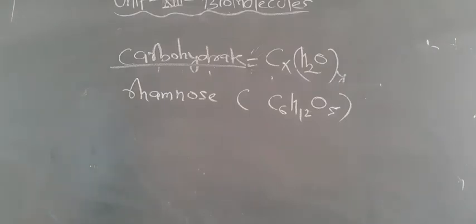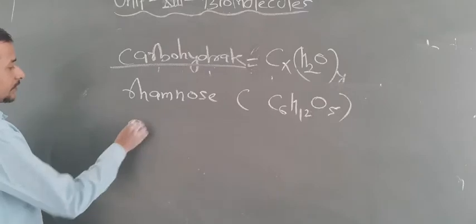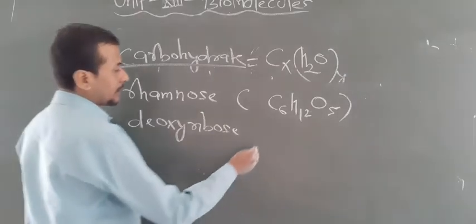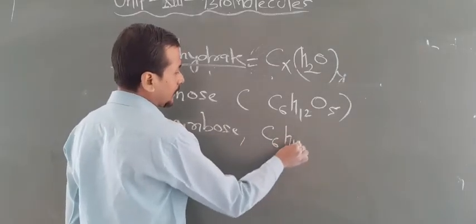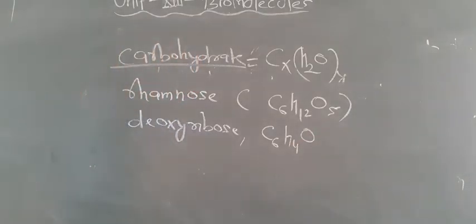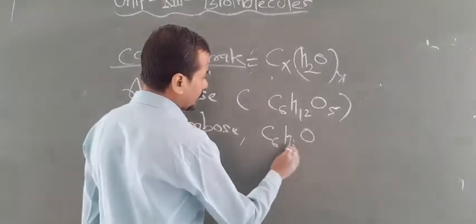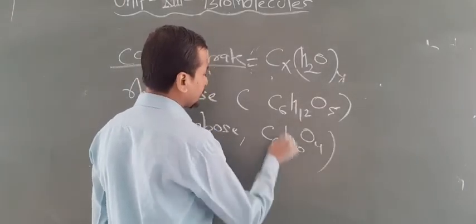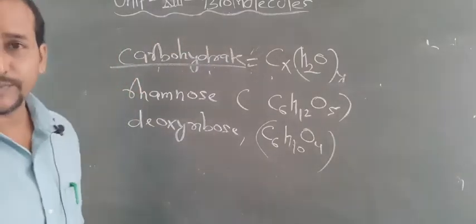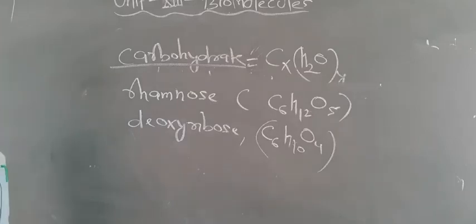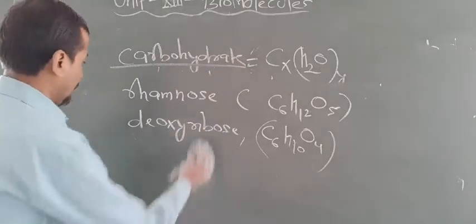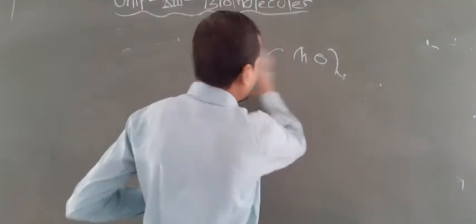One more example, deoxyribose. This has the formula C5H10O4. Now this does not belong to this formula, but it is a carbohydrate. So these 2 questions may be raised: which of the following is not a carbohydrate but fits the formula, and which are carbohydrates but do not fit in this formula. These are the general information about the carbohydrates.